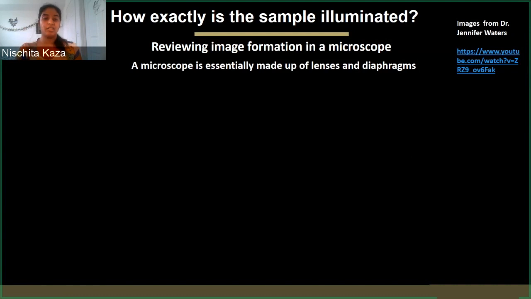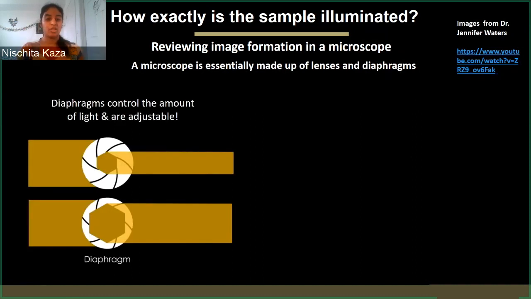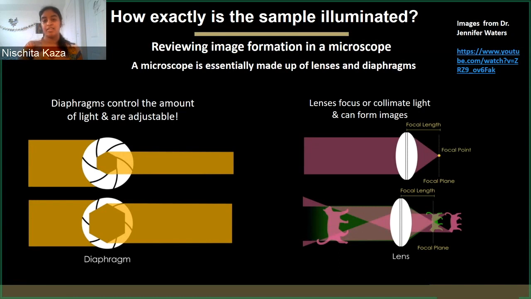So essentially, you would want to treat a microscope as being made up of lenses and diaphragms. So what are these? A diaphragm is essentially just an opening that's adjustable and controls the amount of light. As you can see in the image, you can either make it narrower or wider and adjust the width of the beam. Similarly, a lens, as we talked about before, is something that can either focus light or collimate light, and you can also form images depending on where the object is placed.